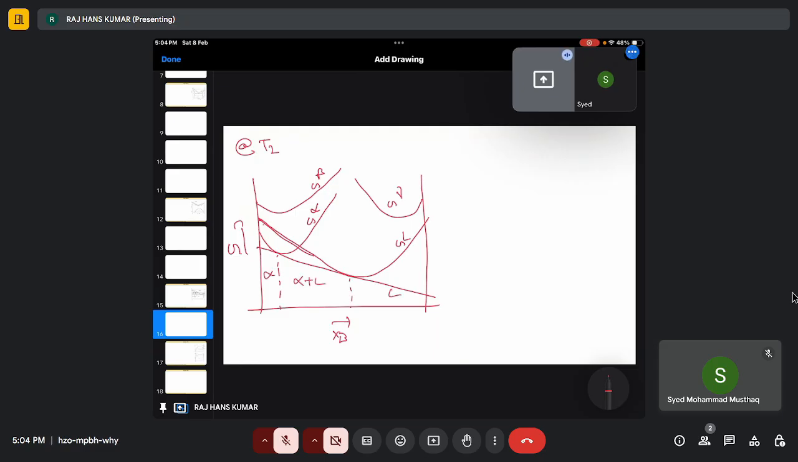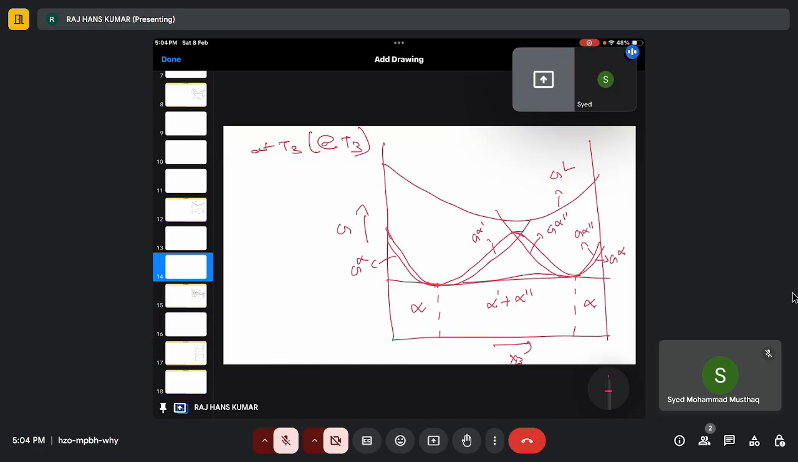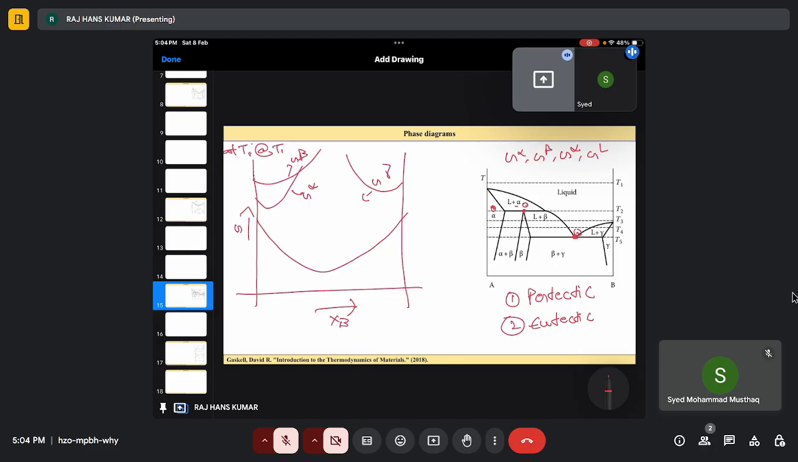This is my liquid. Okay. So now at T3 we have two different phases, right? At T3, sorry, we have G beta 2. Okay, so G beta 2 is also touching here. So yeah.